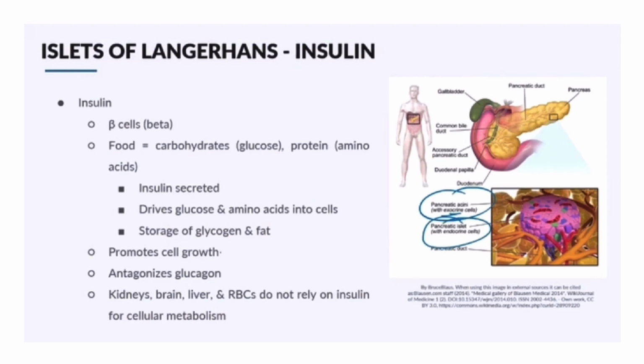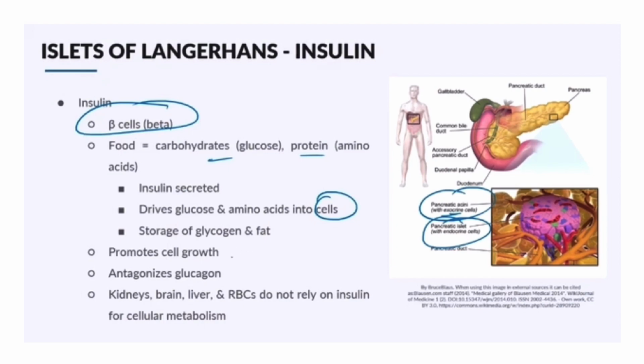More specifically, we're looking for the insulin secreting cells. So these are the beta cells. This is what we're looking for right now. When we eat, we take in food in forms of carbohydrates, which is glucose, and proteins, which are broken down into amino acids. What then happens is insulin is secreted, and it helps to drive the glucose and the amino acids into cells for cellular metabolism. Whatever's left over is sent to the necessary tissues for the storage of glycogen and fat.